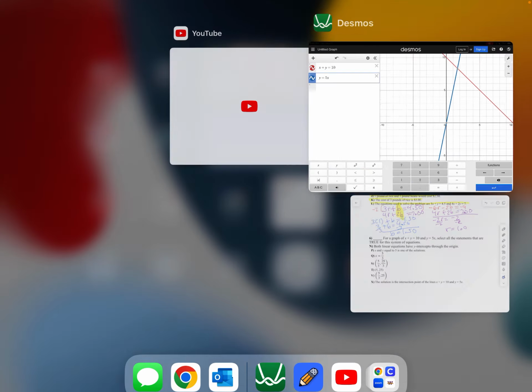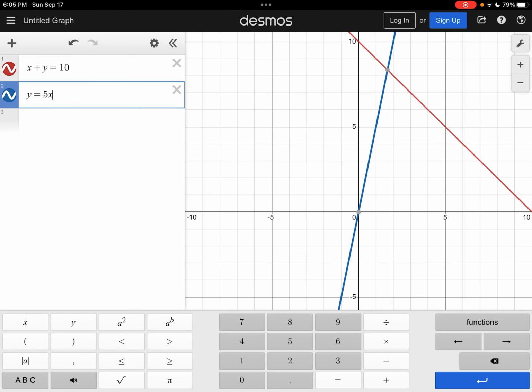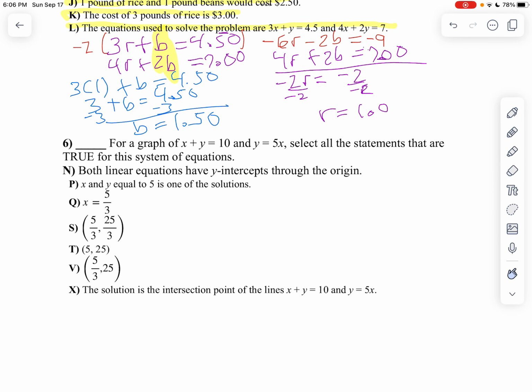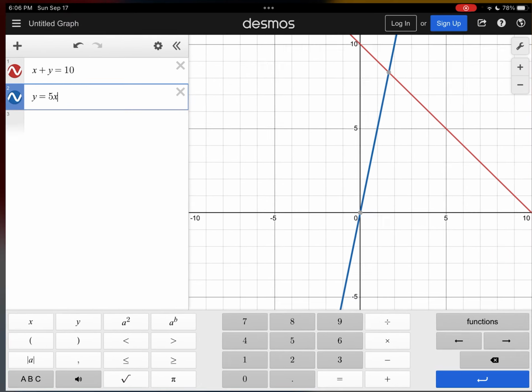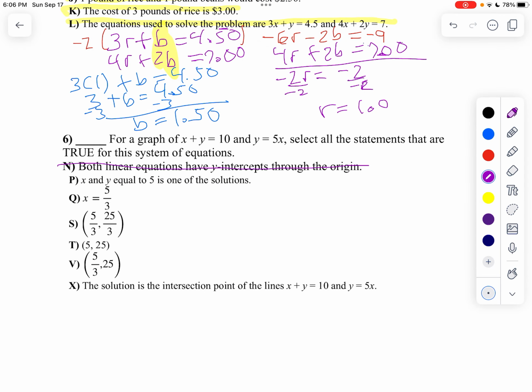Okay, now let's go through the multiple choices. Is this another one? Yes, select all of them. Both equations have a y-intercept at the origin. That is not true, because you can see the blue line, 5x, has a y-intercept at the origin, but x plus y equals 10 has a y-intercept of 10. So it is not N. Throw that one out. Okay, x and y equal 5 is one of our solutions. So if I go back up here and I look at my solution, no, that is not a nice number. So it's not x equals 5.